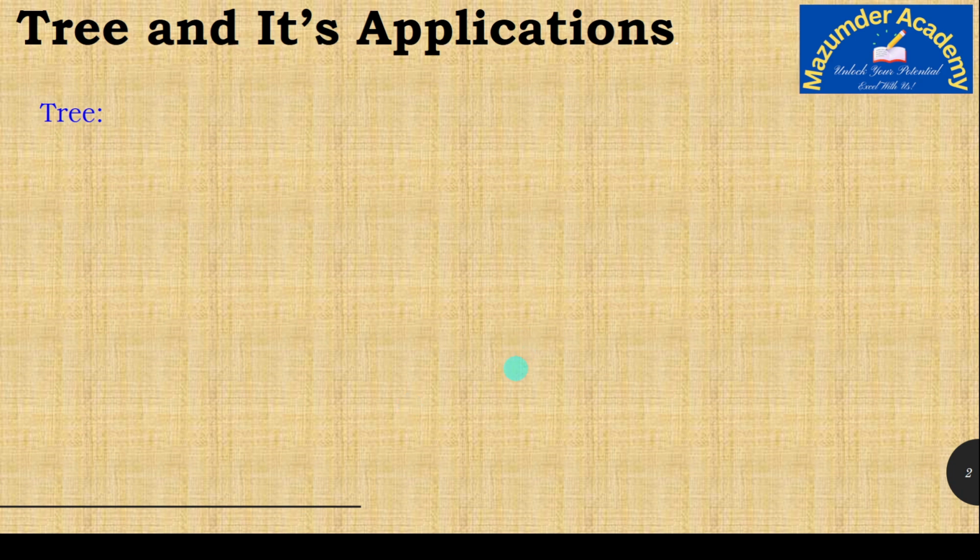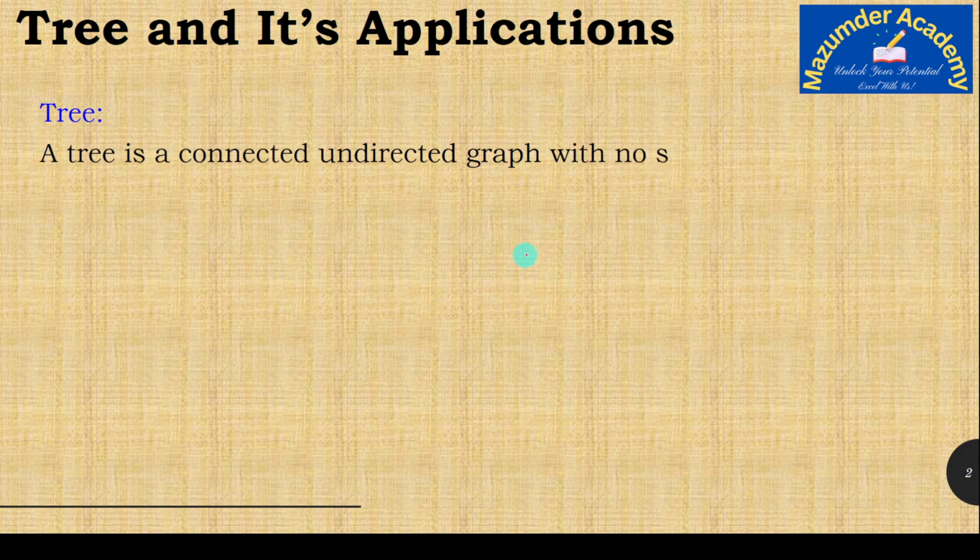So what is a tree? A tree is a connected undirected graph with no simple circuit. What is the meaning of no simple circuit? First of all, a tree must be connected. This is the first condition, that this graph, whichever we will check for whether it is a tree or not, the graph must be a connected graph.